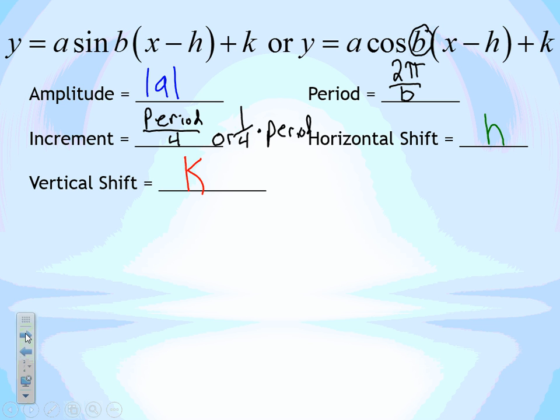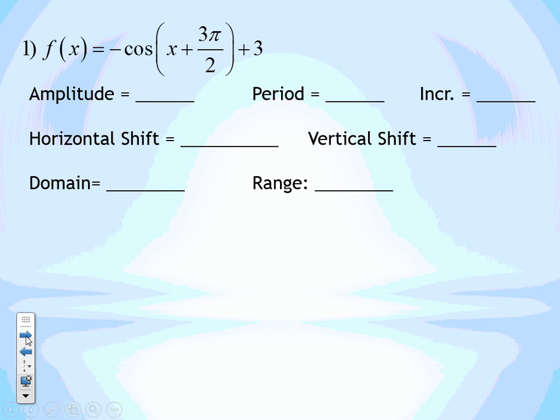All right, let's go on to example number 1. Here's example number 1, f of x, which is the same as y, equals negative cosine times the quantity x plus 3 pi all over 2, plus 3. So let's start here. Amplitude. Amplitude is absolute value of -1, which is just 1.